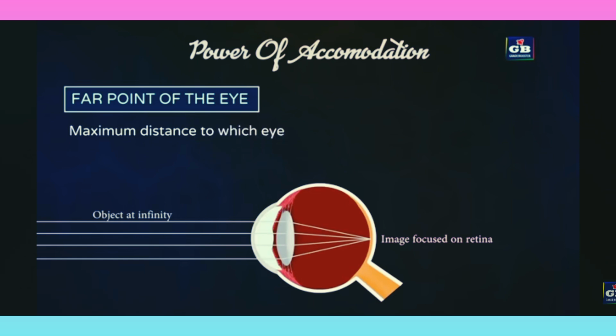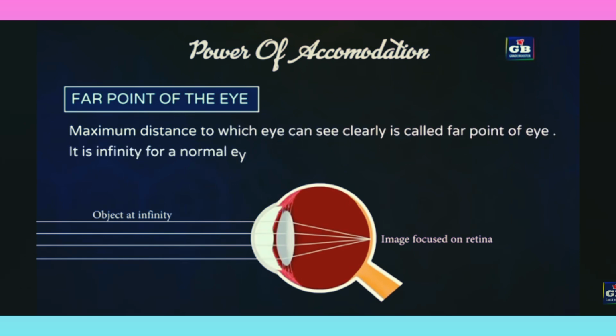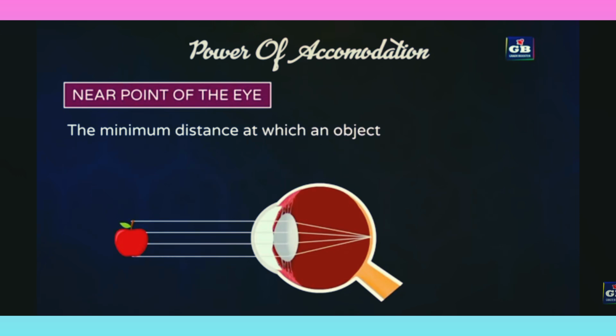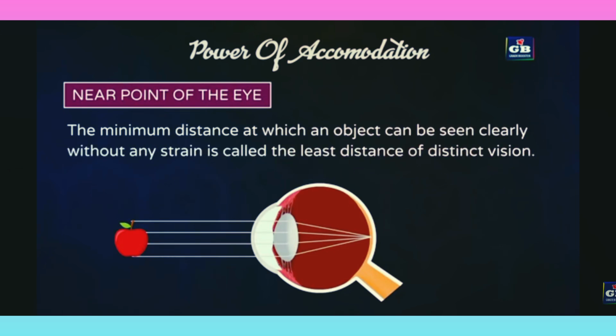Far point of the eye. Maximum distance to which eye can see clearly is called far point of eye. It is infinity for a normal eye. Near point of the eye. The minimum distance at which an object can be seen clearly without any strain is called the least distance of distinct vision. The near point of normal eye of an adult is 25 centimeters.